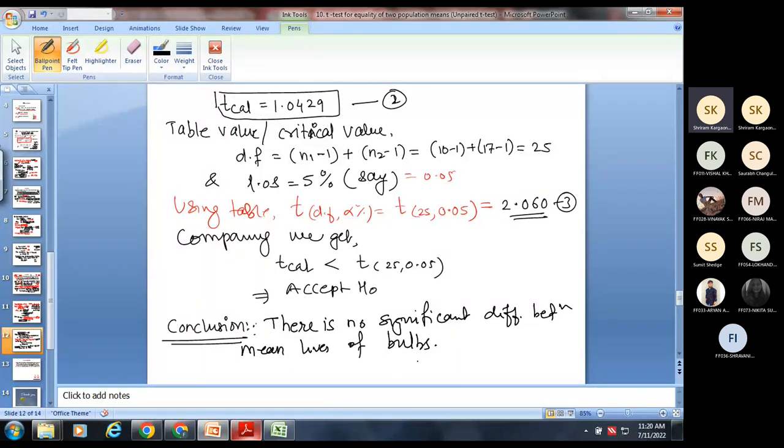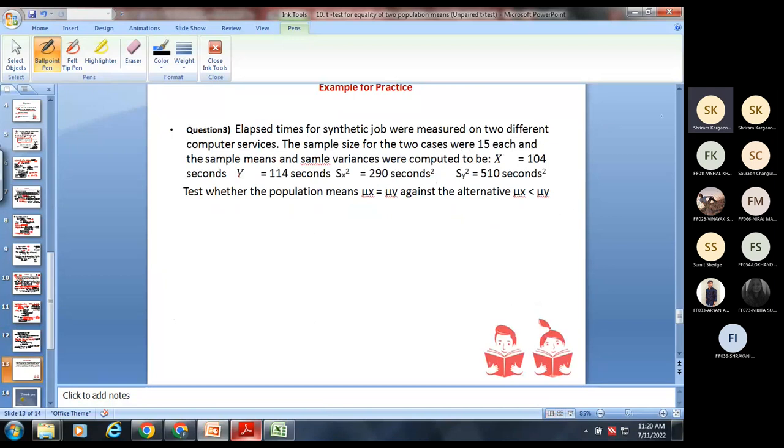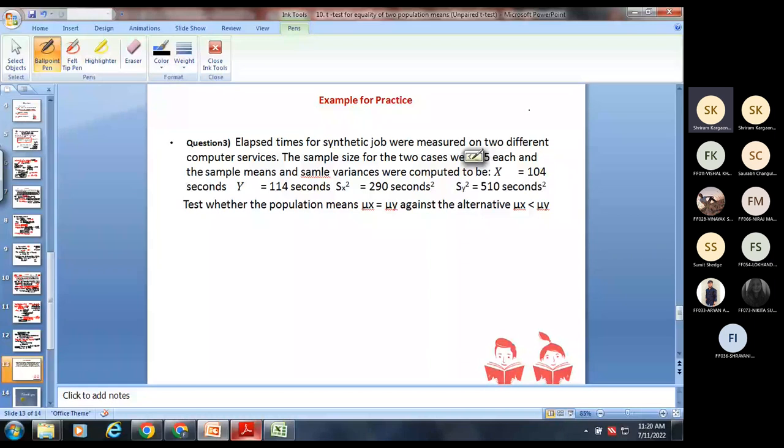So this way we have solved both kinds of problems on this. This is a very important test and it is usually asked. This is an example for practice, so take a screenshot of it. Now here we finish the second t-test, the t-test for equality of two populations.